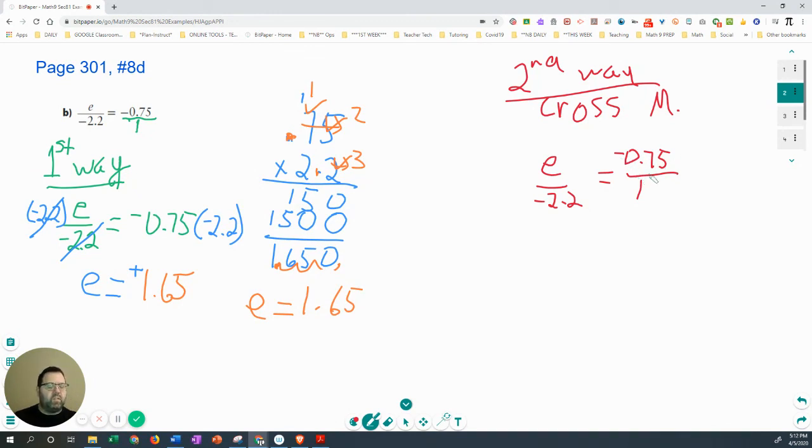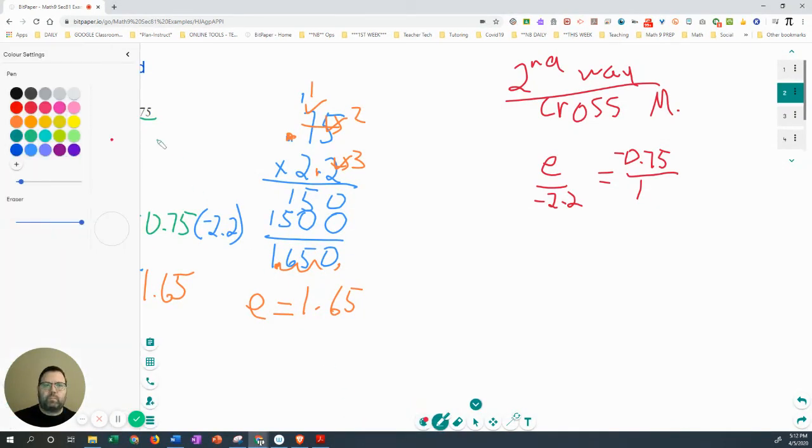Negative 75 hundredths is the same as negative 75 hundredths over 1. So that's, remember, any number, even if the number is decimal, any number can be written over 1. That's the number in fraction form. Okay, so if I'm going to cross multiply, I'm going to bounce this number 1 off the e. I'm going to bounce that negative 2.2 times negative 0.75. I know I'm saying that wrong. I know other math teachers would slay me for saying 0.75. It's 75 hundredths. e times 1 is e.